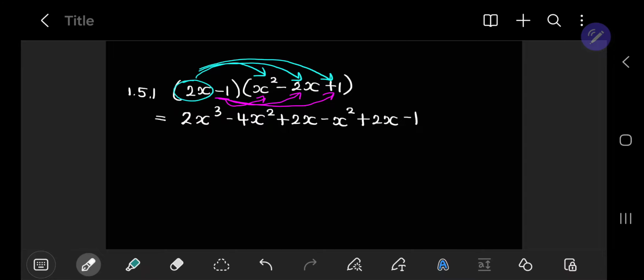From here, we can gather like terms. The only term that has x cubed in it is the first one, so that would stay as is. But we notice that there are two terms that have x squared. We've got negative 4x squared minus x squared, which gives us negative 5x squared. We've got positive 2x plus 2x, which is positive 4x, and there's minus 1 next to it.